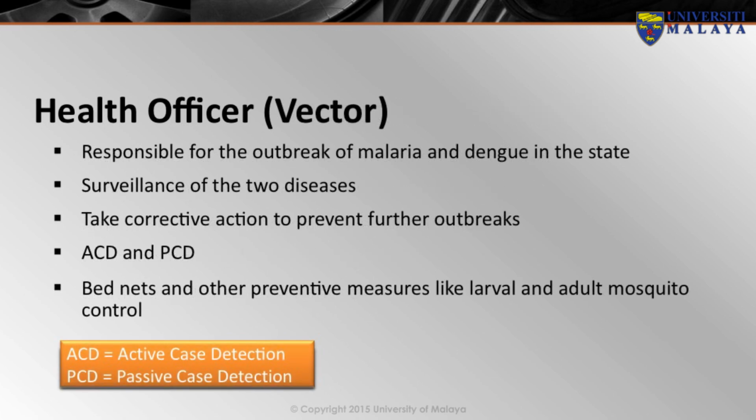The health officer for Vector is responsible for the outbreak of malaria and dengue in the state. They do surveillance of the two diseases. They take corrective action to prevent further outbreaks. Active case detection and passive case detection is also done. Bed nets and other preventive measures like larval and adult mosquito control will be done as well.